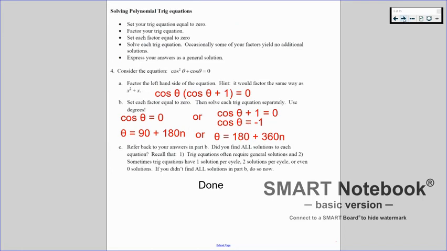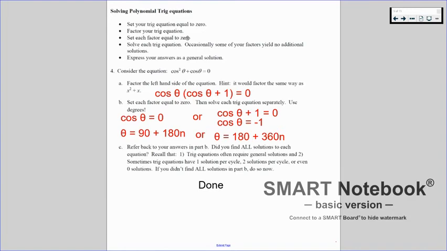All right, number 4. Number 4, we're going to look at polynomial trig functions. So not only are we going to be dealing with trig, but we're also going to be dealing with some factoring. So set your trig equation equal to 0. I think we've set that up mostly for you already. We're then going to factor it. So I have some comparisons just to regular polynomials as we go. That's what you want to think about.